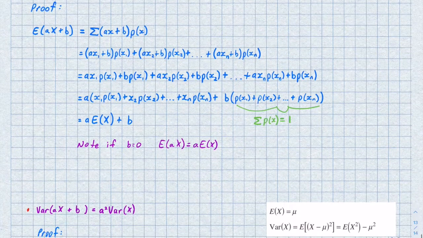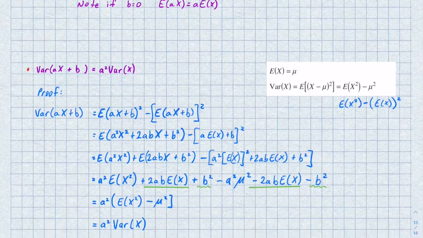Now I've collected up all the values there that have an a in front of them. So this one, this one, this one, and I've factorised out the a, and then all the ones that have a b in front of them, and I've factorised out the b. Now the cool thing here is that bracket there, that's the sum of the probabilities, and we know the probabilities always add to 1, so that's just 1. So this thing here is the expected value of x, so you do have a times the expected value of x plus b. Now if b was 0, that would be much more simplified down to this thing here.